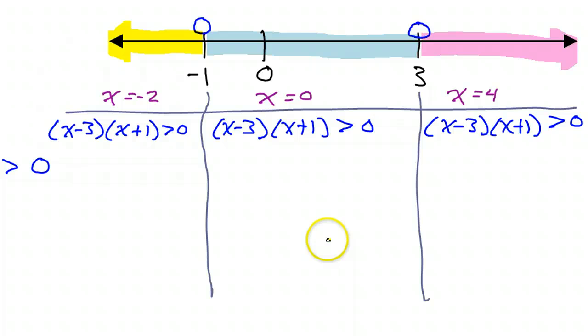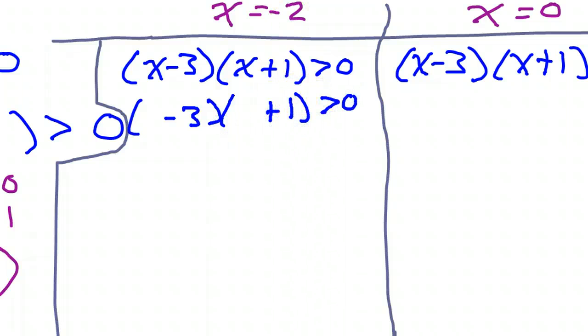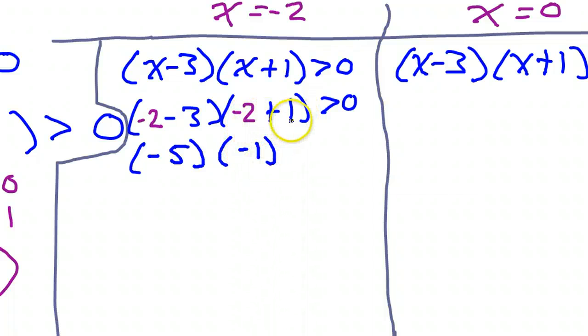Okay, so I'm going to substitute my test value of negative 2 in for these x's. Just to emphasize it, I'm going to use a different color. Okay, so here comes my negative 2. I'm just substituting in. Now, negative 2 minus 3 is negative 5, and negative 2 plus 1 is negative 1. Okay, a negative times a negative is a positive.